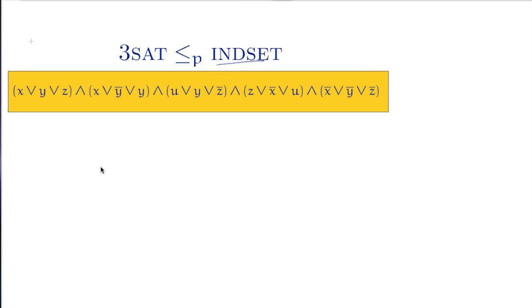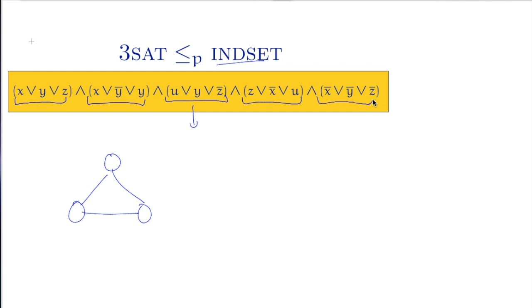Now here's the insight. A triangle has a very special kind of independent set. What is the size of the independent set of any triangle? It's 1. You can only pick one of the nodes because obviously if you pick another one, they'll be connected by an edge. So this reduction is going to take each clause of this formula and turn it into a triangle. For example, in this case, we're going to turn it into x, y, and z, and this triangle is going to be x, not y, not y, u, y, and not z.